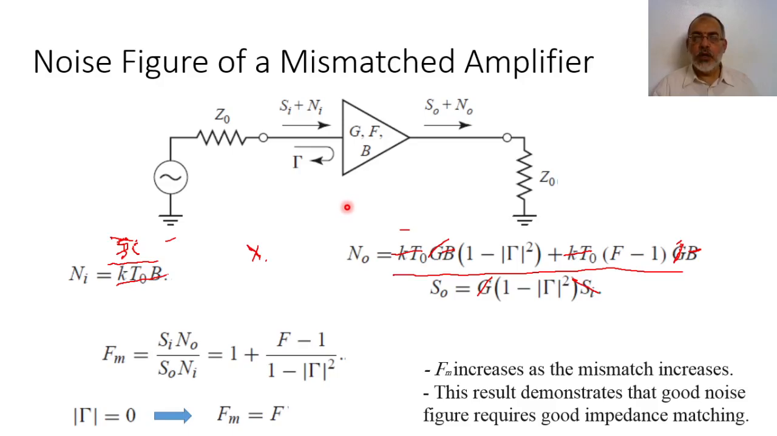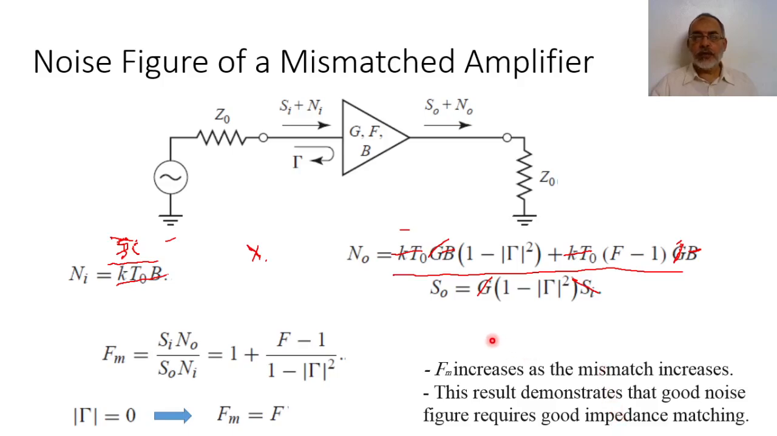So to obtain the maximum or the optimum performance for the noise figure, to obtain the minimum noise figure, it is required to make the amplifier or the circuit be matched to the source. So this result demonstrates that the good noise figure requires good impedance matching.